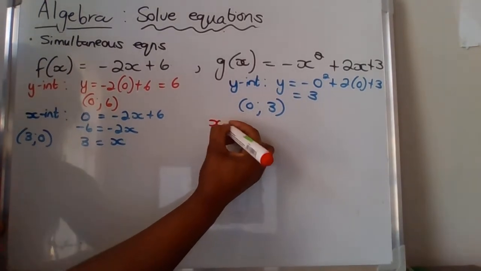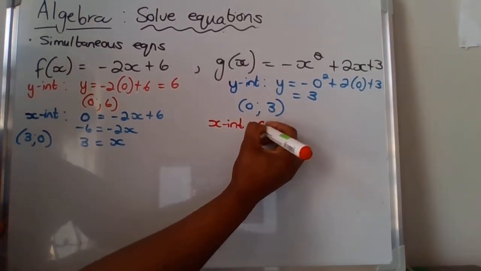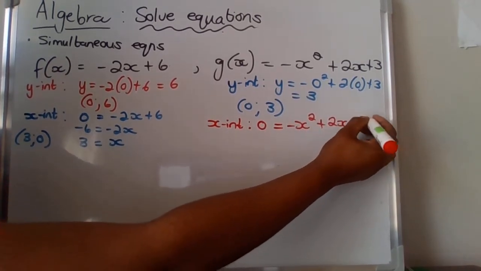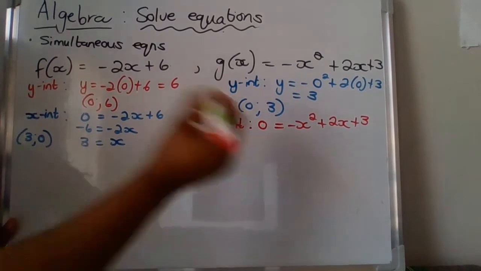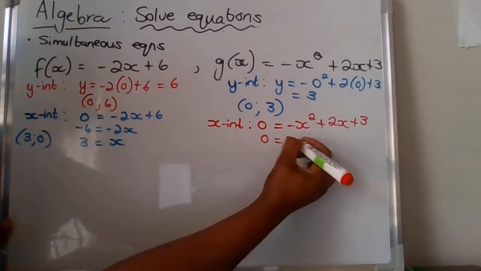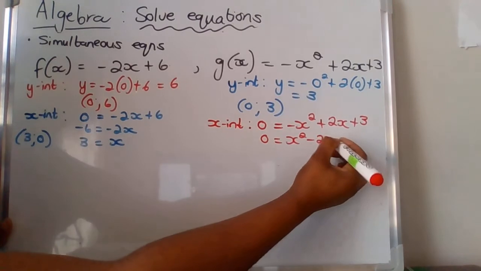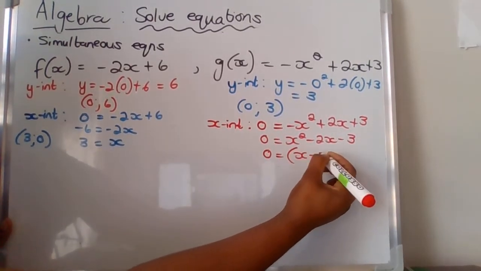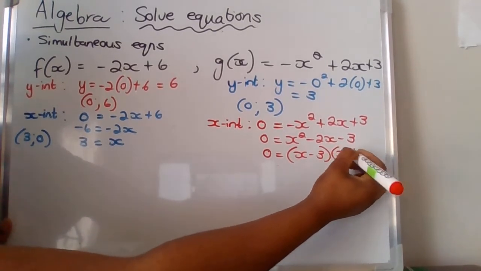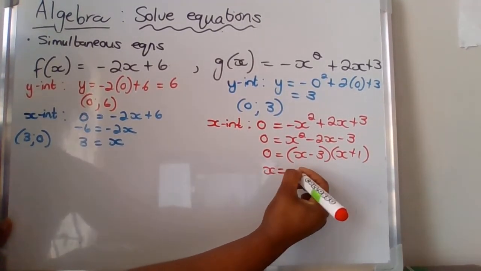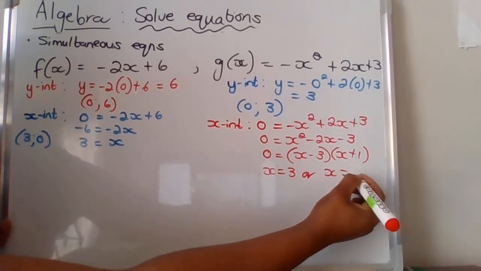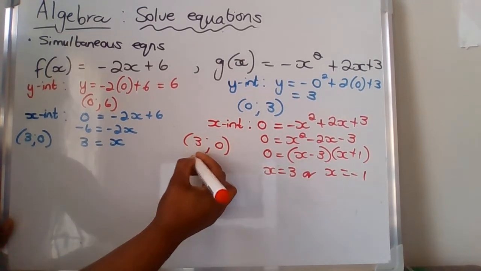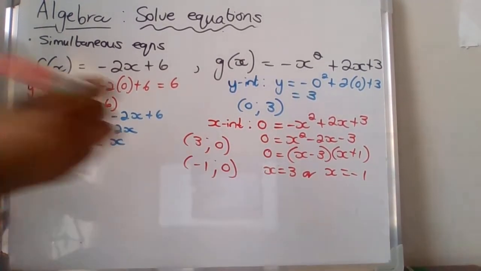Then for my x-intercept, I set y equal to 0: minus x squared plus 2x plus 3. So then I must solve for x. If I divide by negative 1, I have x squared minus 2x minus 3. So I'm able to factorize that. So it's x minus 3 times x plus 1. So therefore, x equals 3, or x equals minus 1. So my x-intercepts are (3, 0) and (minus 1, 0).